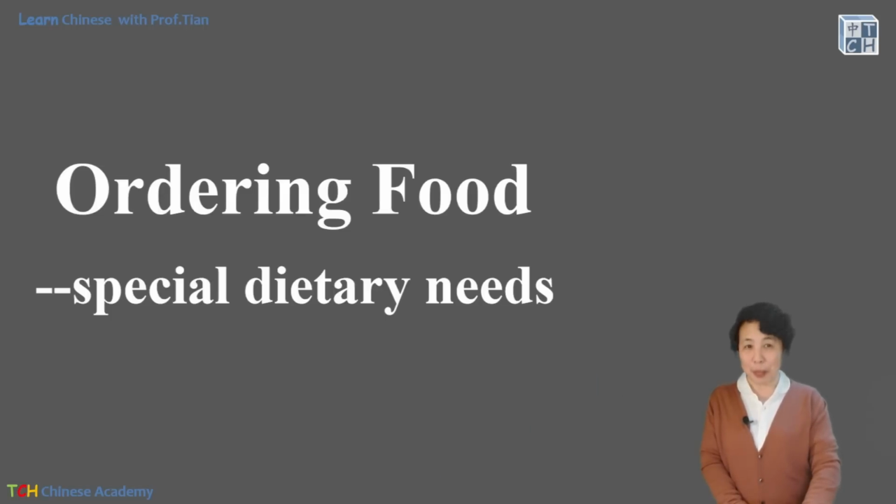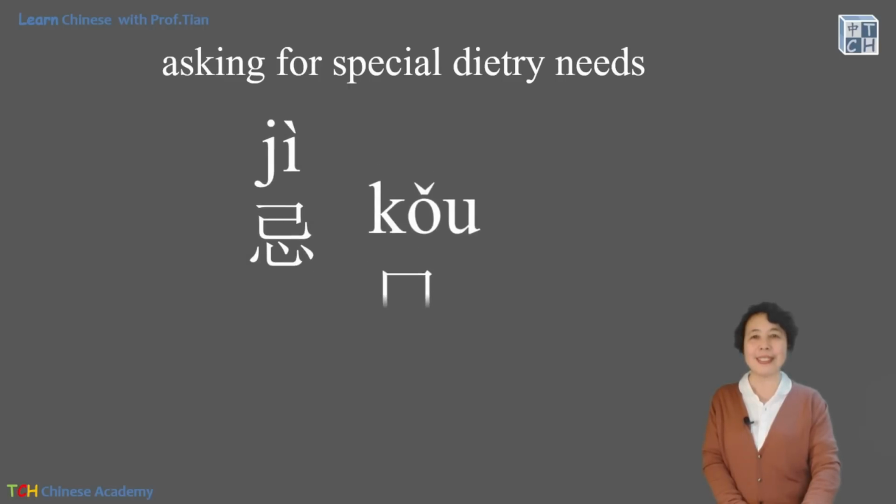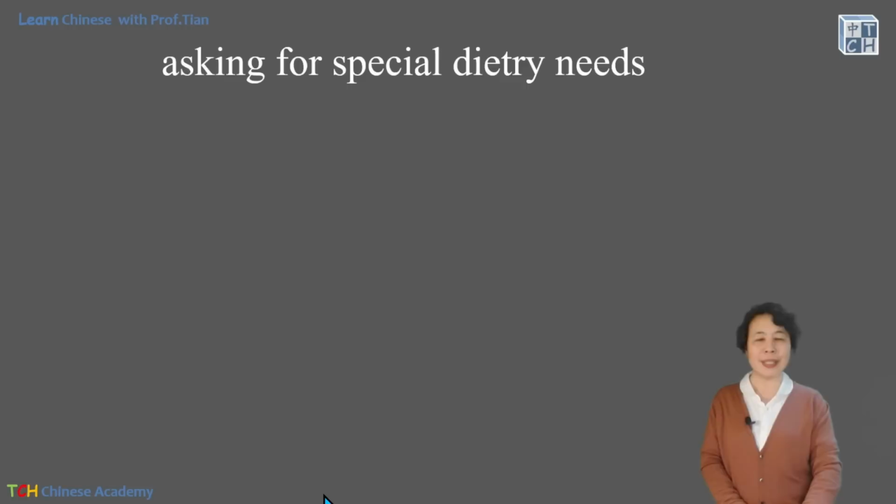Suppose you are seated at a table and are about to order, and the waiter or waitress is asking about special dietary needs. Then how do we say that in Chinese? Actually, it's pretty simple, and we need to learn a very basic word, which is called 忌口.